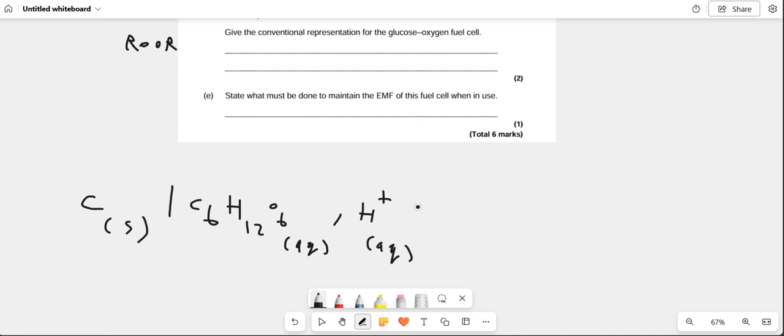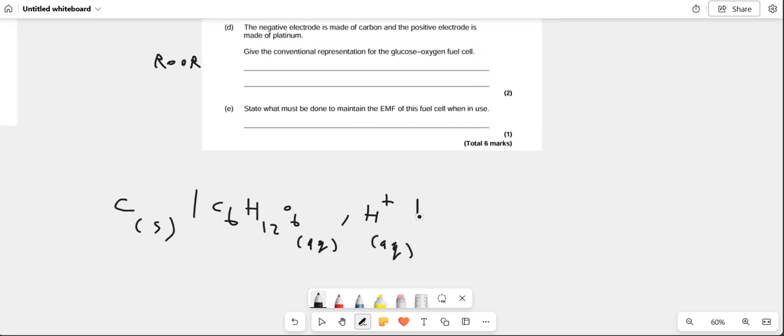And then finally you're going to have the CO2 that was there in the original equation, and so that's obviously a gas. So therefore you're going to have to do another phase difference here. And then you've got to do two lines to represent salt bridges.